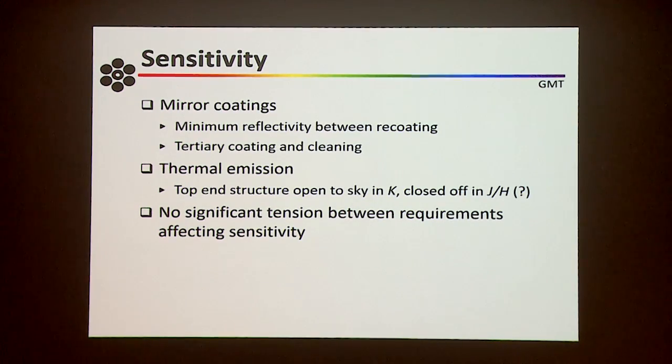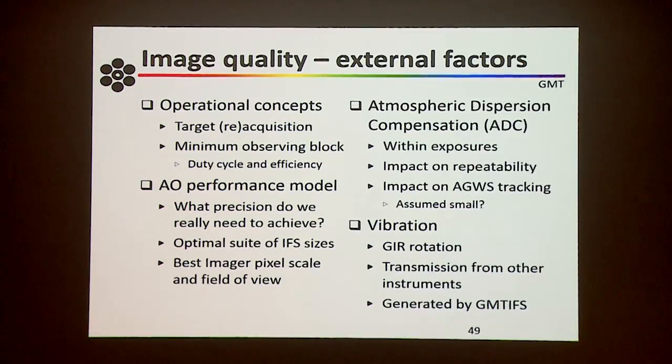The thermal emission, the top end structure is open to sky in K but closed off in J and H. Okay, so that has different implications in the different bands. No significant tension, however, between the requirements affecting sensitivity. There's not a trade-off between these particular things. You want to optimize all of them, but they don't affect each other, so there's no direct tension there.